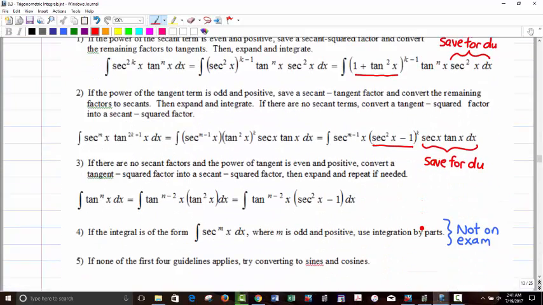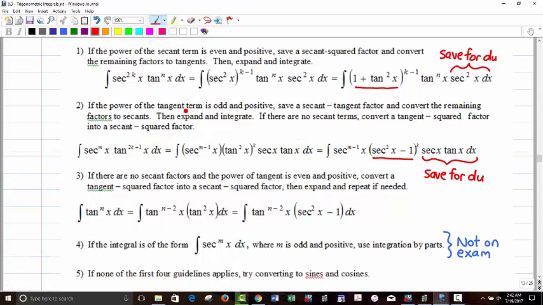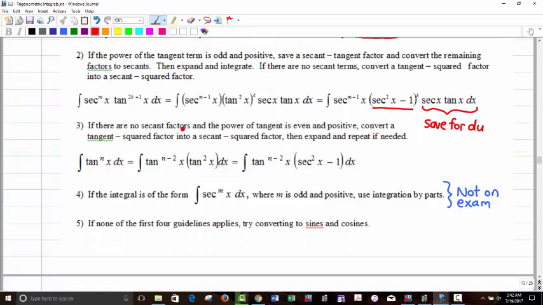Now, here are some rules for secant and tangent. I'm not going to worry too much about cosecant and cotangent. You could modify these rules to make it work for those, but I don't put those on an exam. But for anyone else watching this video, you can make it work the same way for cotangents and cosecants. So: secant is even and positive, tangent is odd and positive. If there's no secant, but you have a tangent that's even and positive.